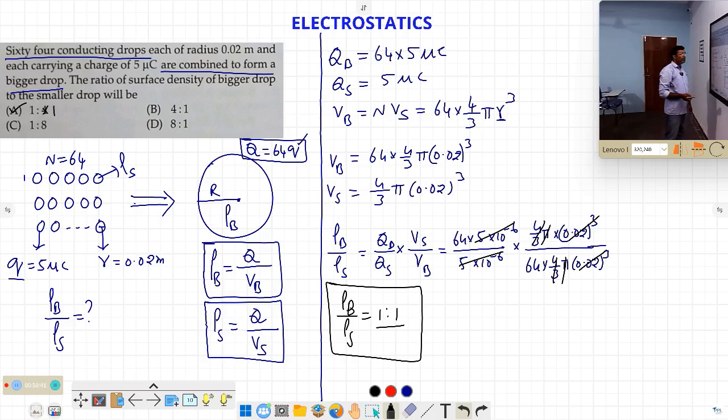The first option is correct. But if you want the answer in the form 1 is to 4, 4 is to 1, that means it should not be a drop; it must be a bubble, because that problem also has a bubble. A bubble has surface area, not volume. Here it is a drop with volume, meaning the complete droplet contains the charges. So there is volume charge density, but the options are given based on surface charge density. According to the drop concept, both have the same ratio of charge density.